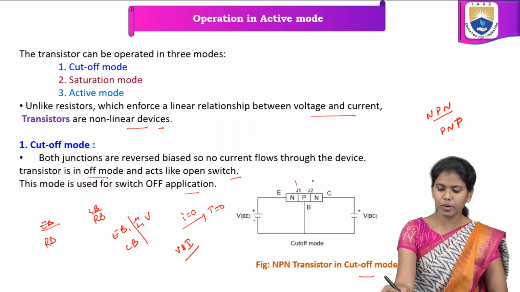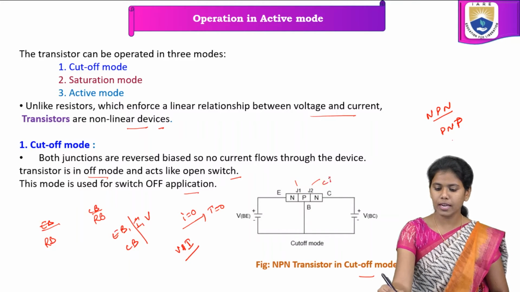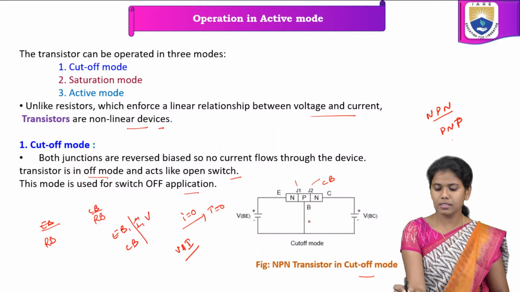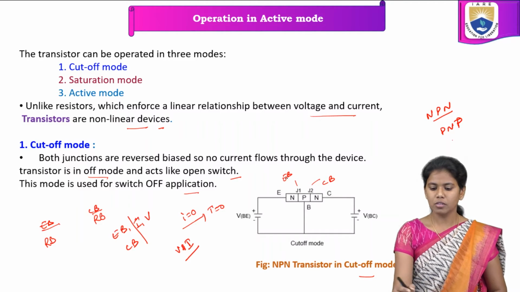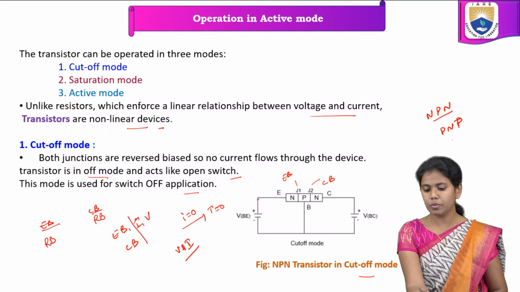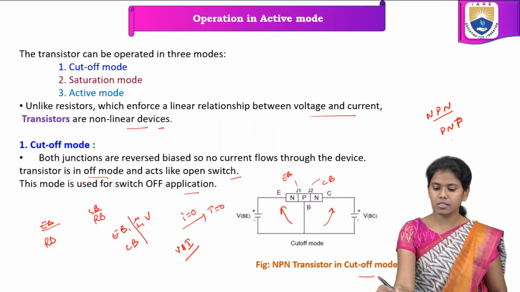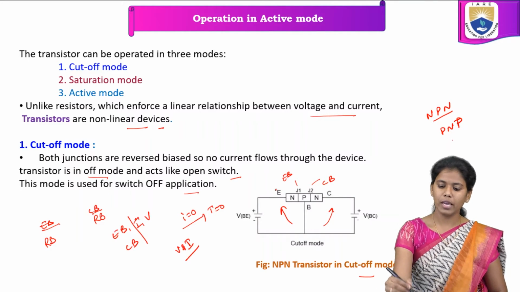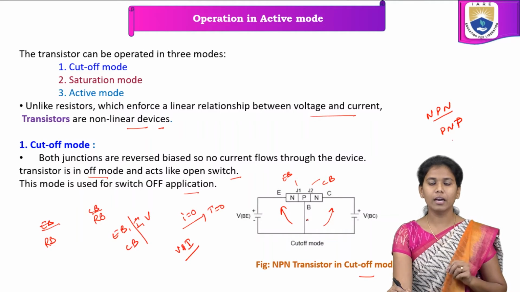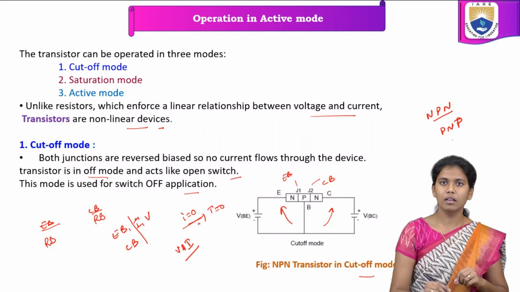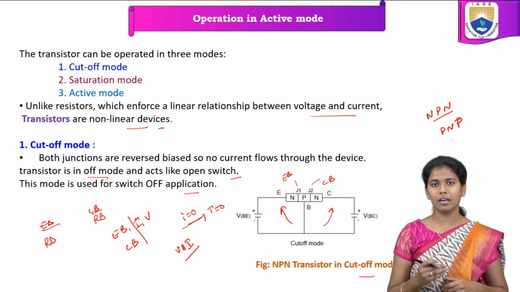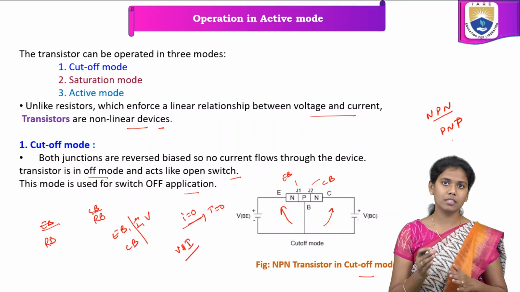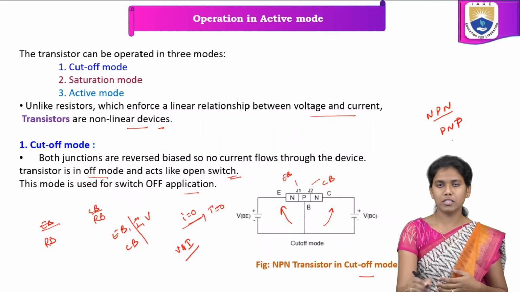So here you see junction 1 and junction 2. Junction 2 is the collector base junction and junction 1 is the emitter base junction. The voltage across the base and the collector is VBC, and the voltage across the emitter and base is VBE. But one thing you have to remember is that in cutoff mode, the current flow is nil. That's the reason we say the BJT acts in an off state. It acts as an open switch in cutoff mode.